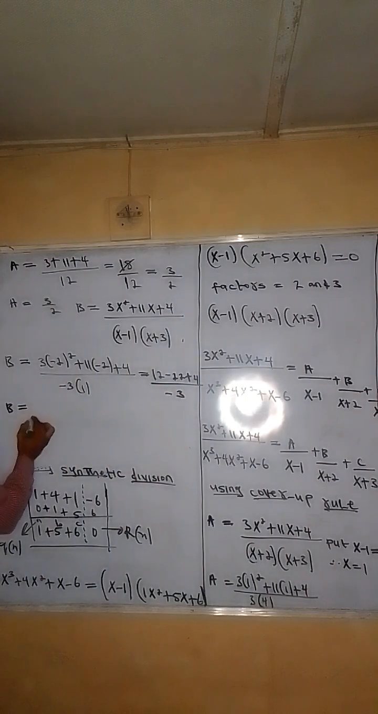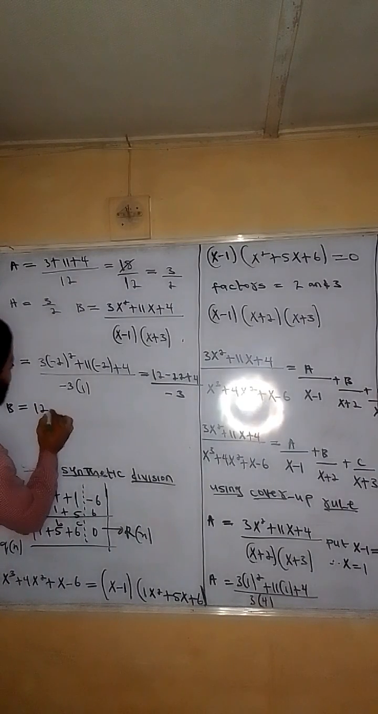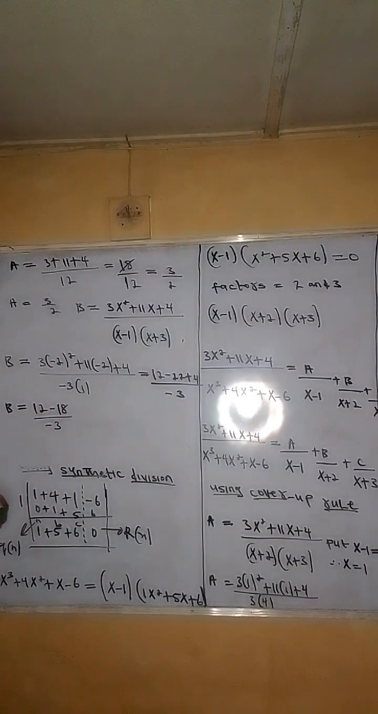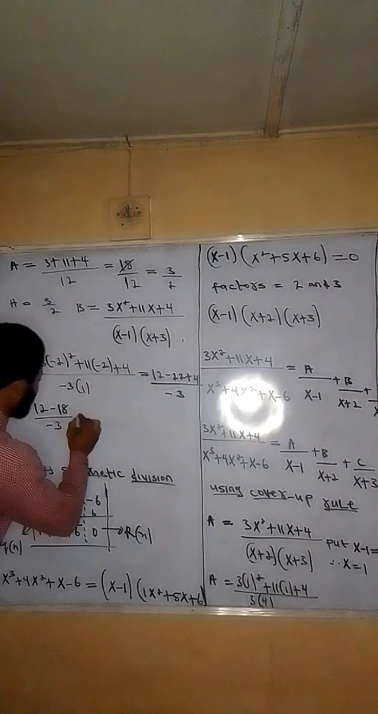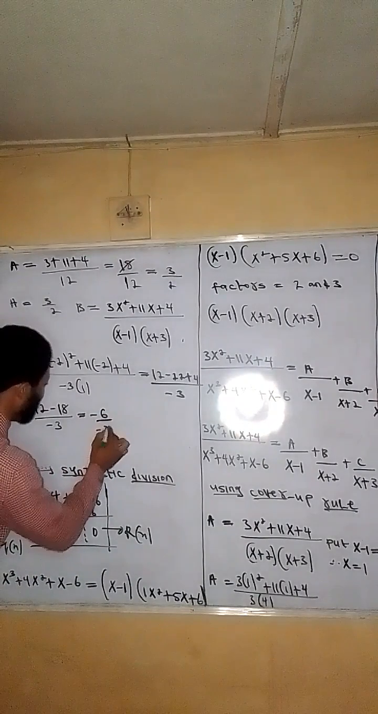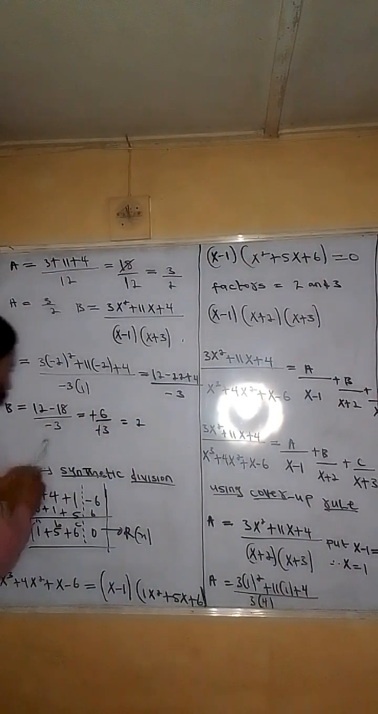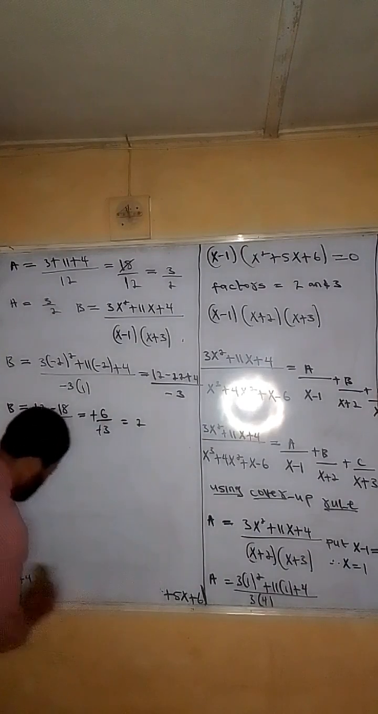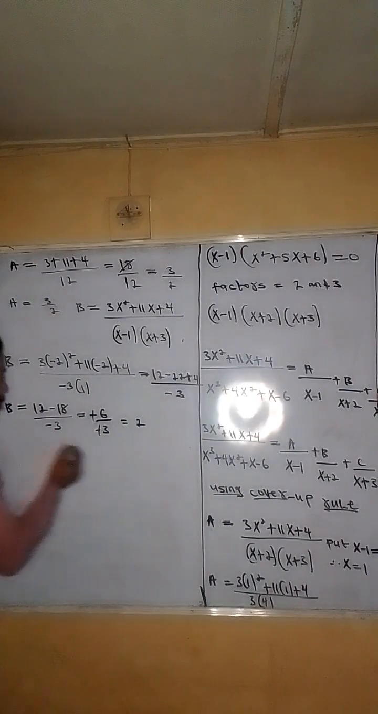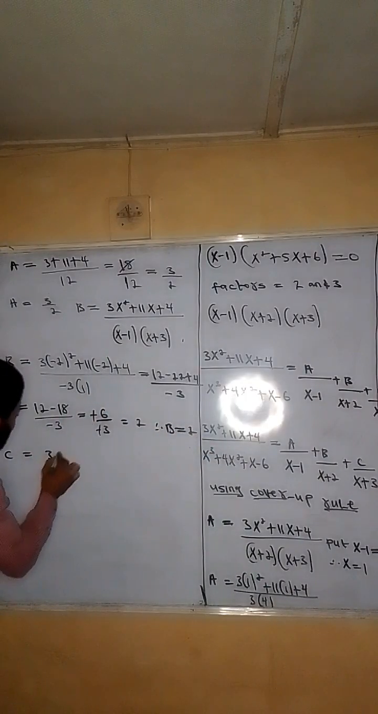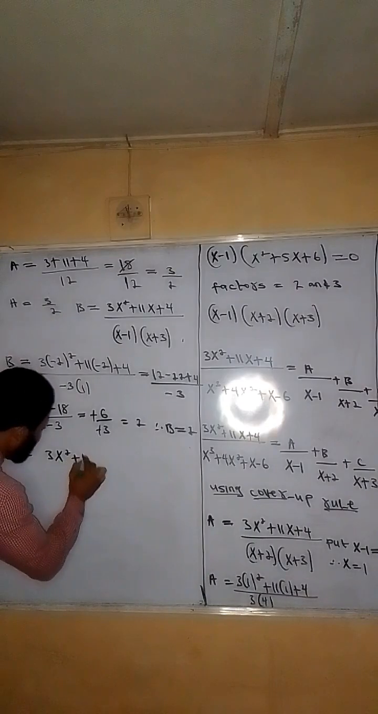So B will give us 12 minus 22 plus 4. Minus 22 plus 4 is minus 18. 12 minus 18 is minus 6, over minus 3. This into this, so B is going to give us 2. Therefore, B is 2.